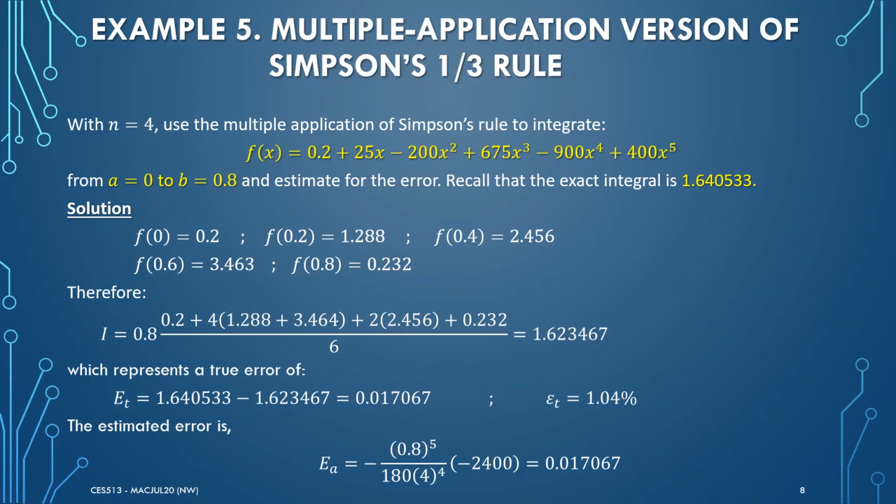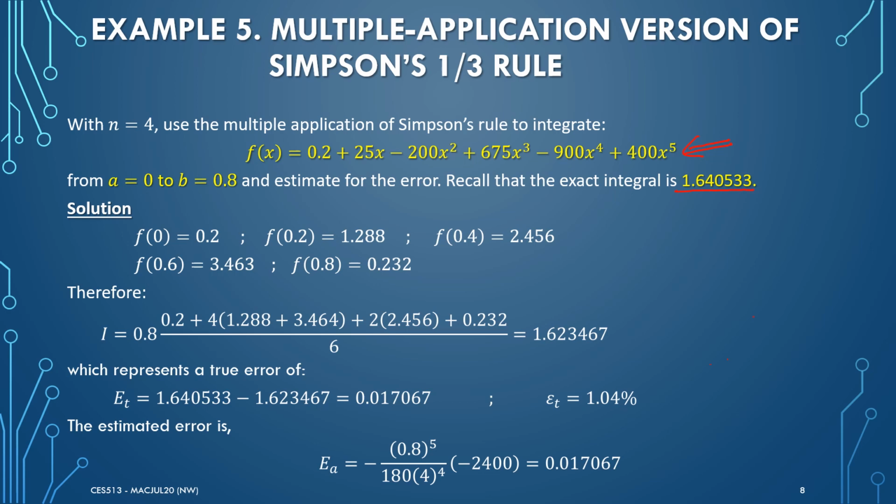Let us look at example 5 for the multiple application version of Simpson's one-third rule. For n equal to 4, or a segment number of 4, use the multiple application of Simpson's rule to integrate this equation, which is similar to the previous example. So integrate this function from a equal to 0 to b equal to 0.8 and then estimate the error. Recall that the exact integral is equal to 1.640533.